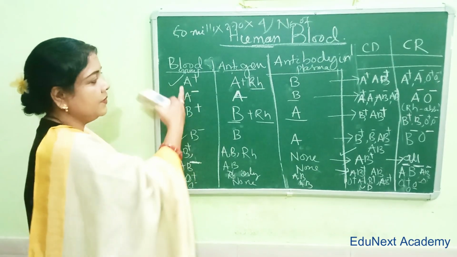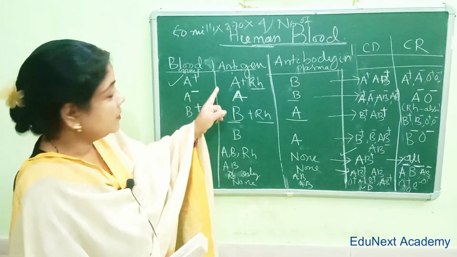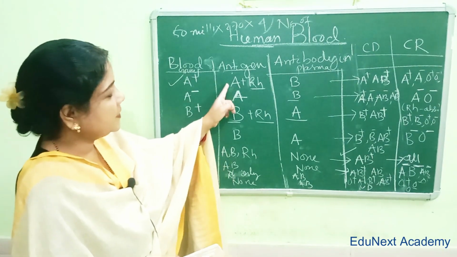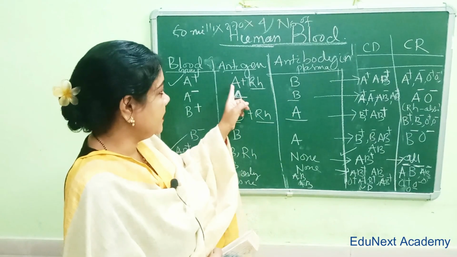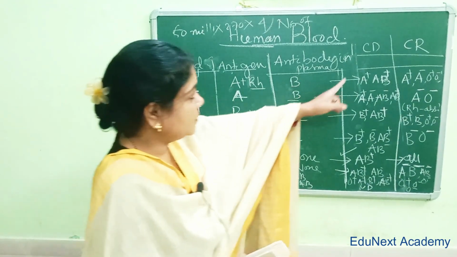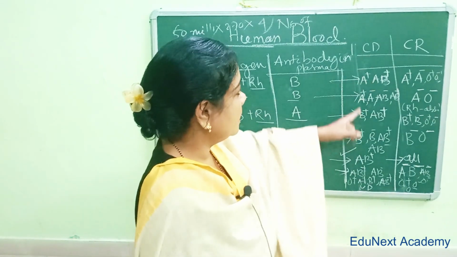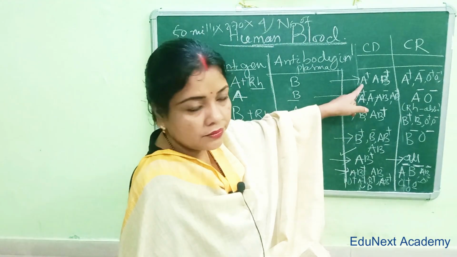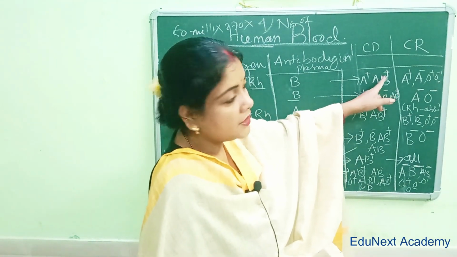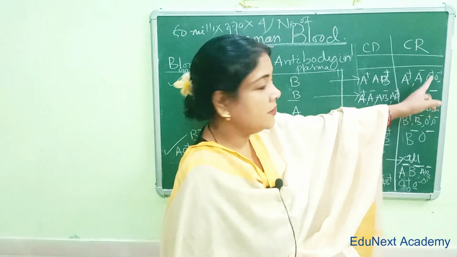Now let us discuss A positive. A positive means you have to remember that antigen A is present with rhesus factor, but antibody B. Antigen A, antibody B. Now, donate means to whom it can donate. The blood group A positive can donate to A positive and AB positive blood groups. Similarly, it can receive blood from A positive, A negative, O positive and O negative.